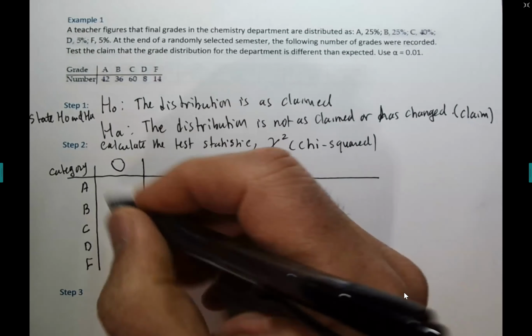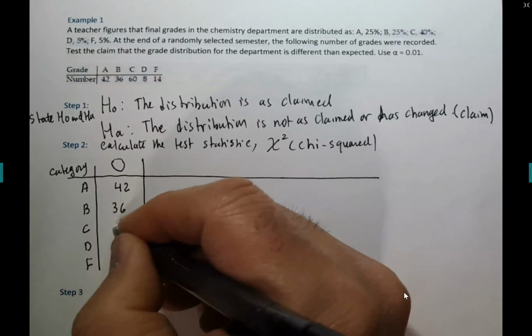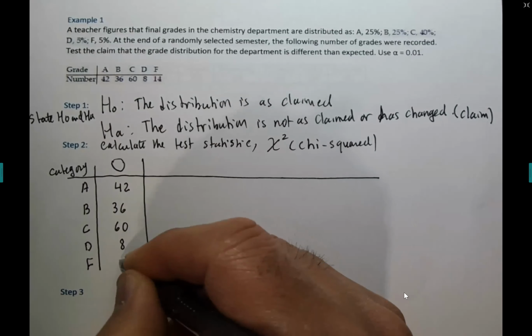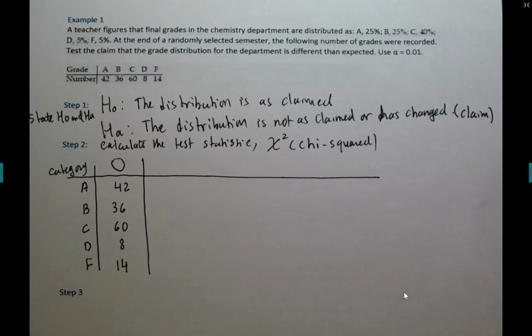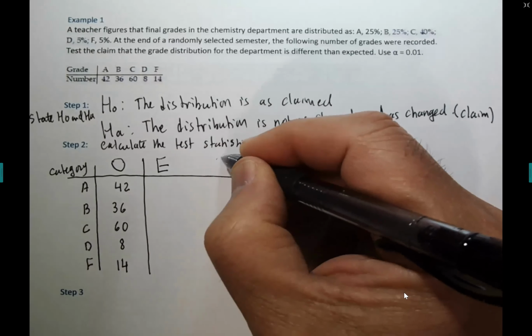So for A, I got 42 students. B, I got 36 students. Then I got 60 students. Then I got 8 students. And then I got 14 students. So are we good so far, guys? We got the observed values. Now we need to know the expected values. We call it E, and I'll explain what the expected values are.